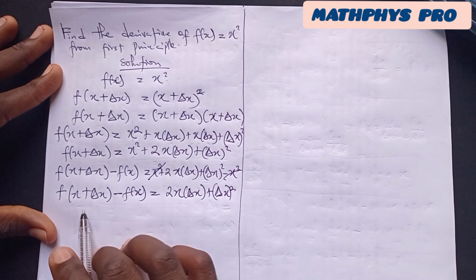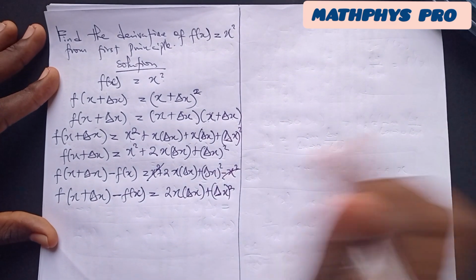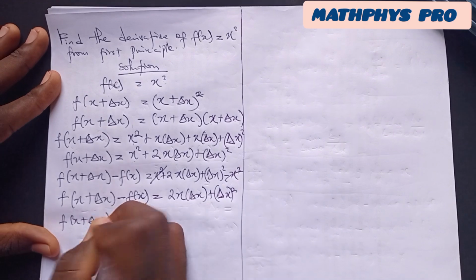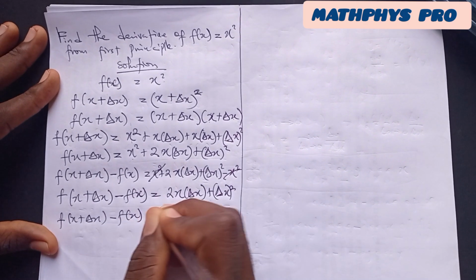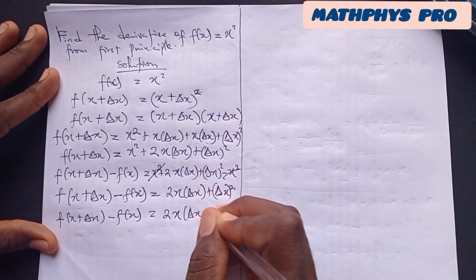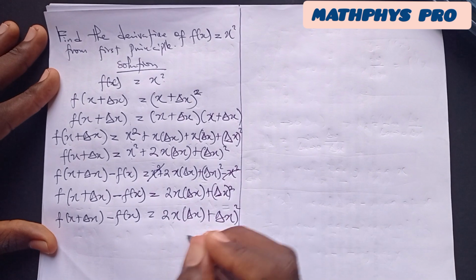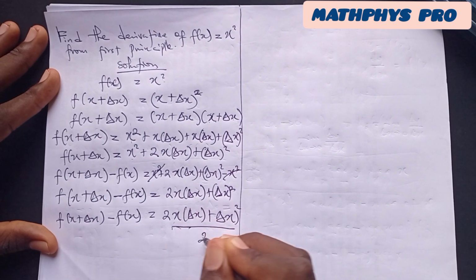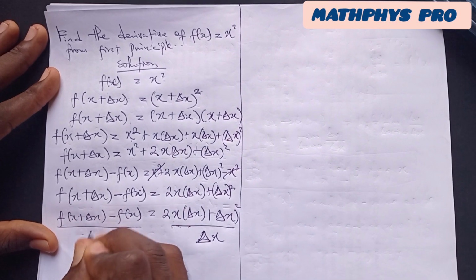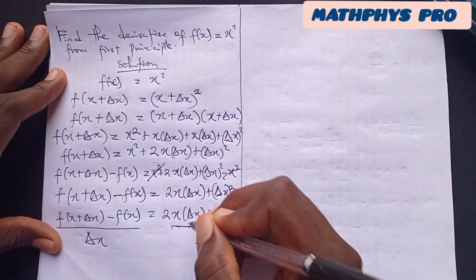So now we divide both sides by change in x. The next thing to do now is to divide both sides by change in x. So we have f of x plus change in x minus f of x equals 2x change in x plus change in x squared divided by change in x. Now change in x can cancel one change in x here.